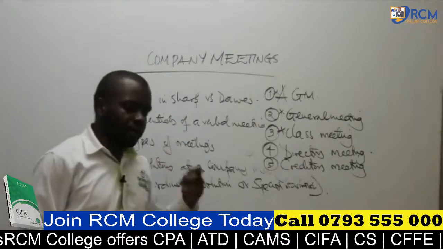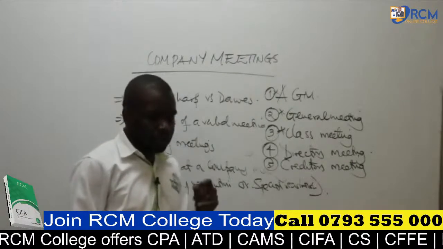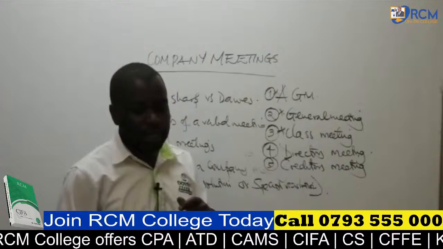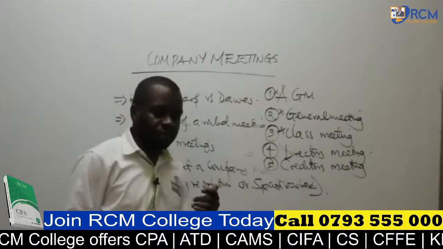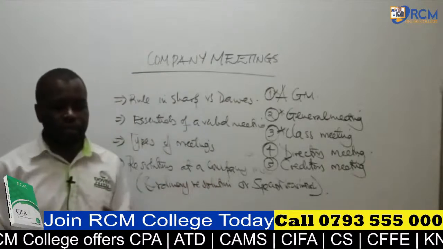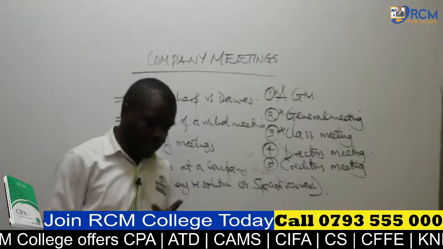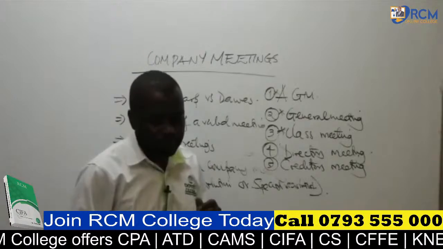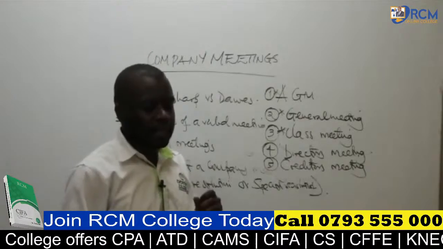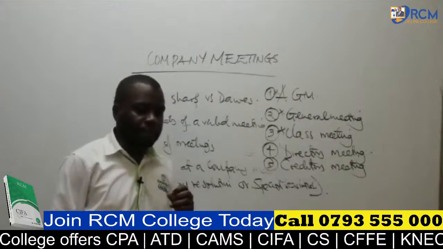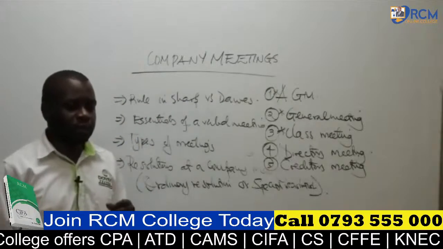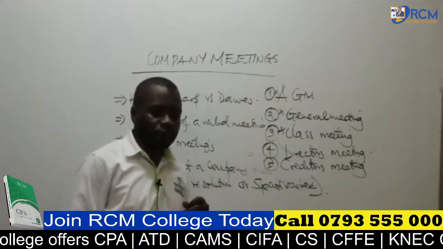Another thing to know about the AGM is that it is mostly held within a period of 6 months after the end of the financial year. So what are we saying? We are saying that this is a meeting that is normally held once each and every year by the company as per the requirements of the statute, or as per the requirements of the Companies Act.